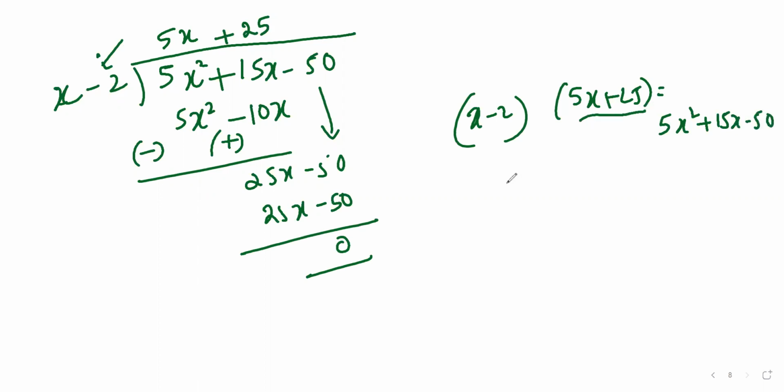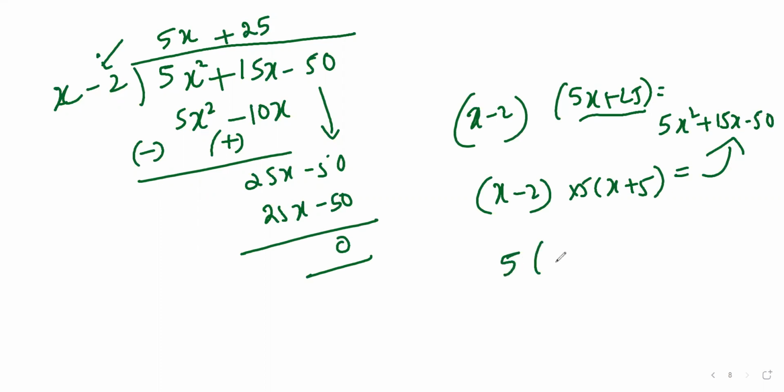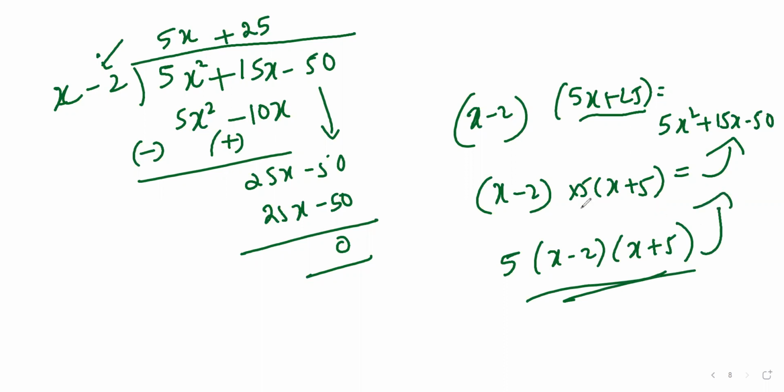This, of course, I can decompose again, isn't it? Into 5 common into x plus 5. So in other words, I can say 5 into x minus 2 into x plus 5. When I multiply suitably, I am going to get this. So this is one such example.